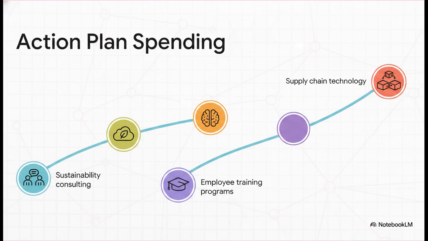Targets on their own don't create value, the roadmap does. The action plan is literally their procurement shopping list. It describes the specific initiatives that will get them to their goals. Notice how this roadmap clearly points to future spending for things like sustainability consulting, carbon accounting software, AI platforms, employee training, and supply chain tech.